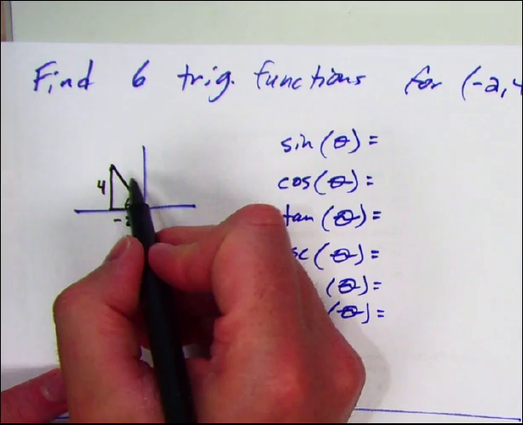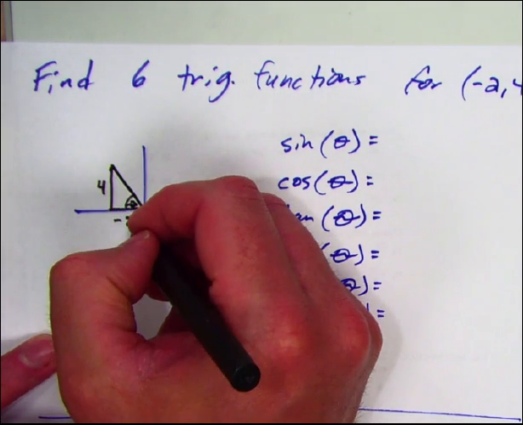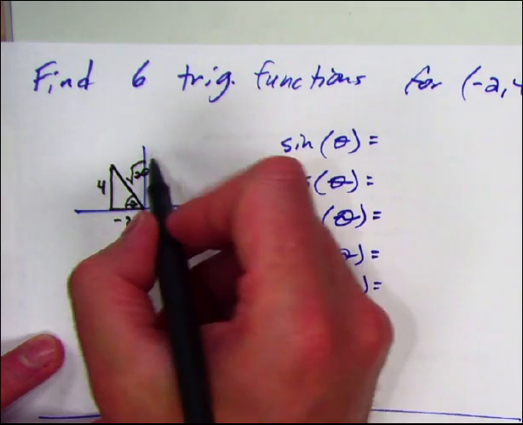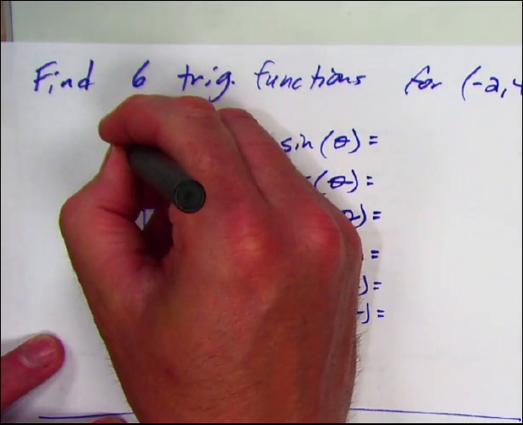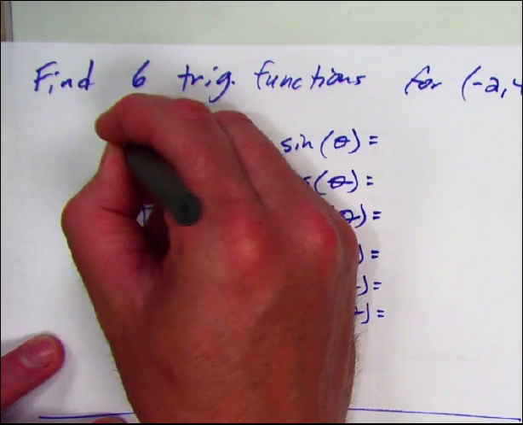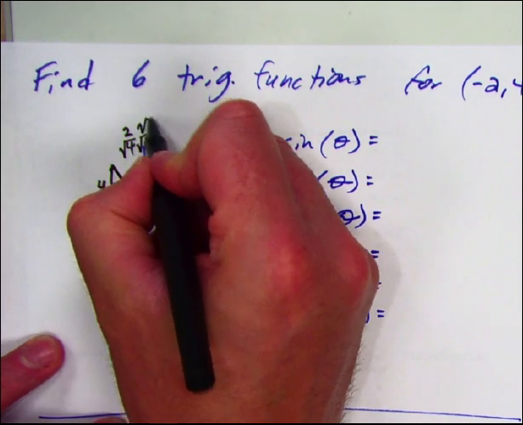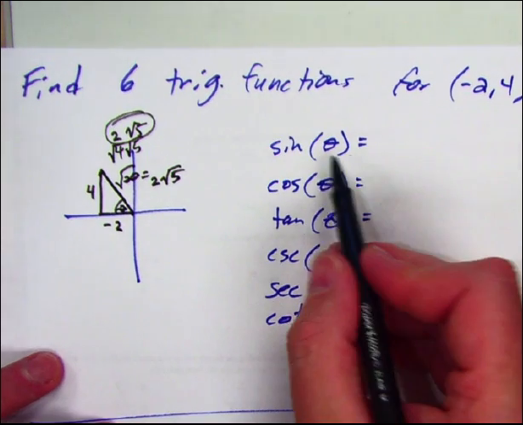Then to find my hypotenuse, it's a squared plus b squared equals c squared, which would give me 16 plus 4 is 20. So it's the square root of 20. Well, the square root of 20 you can rewrite as 2 times the square root of 5, because 20 is 4 times 5, and the square root of 4 is 2, and the other is the square root of 5. That's how you make that change. So with that being said, then I just calculate all my ratios.